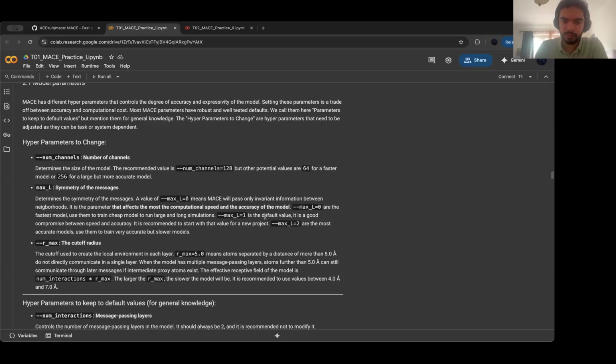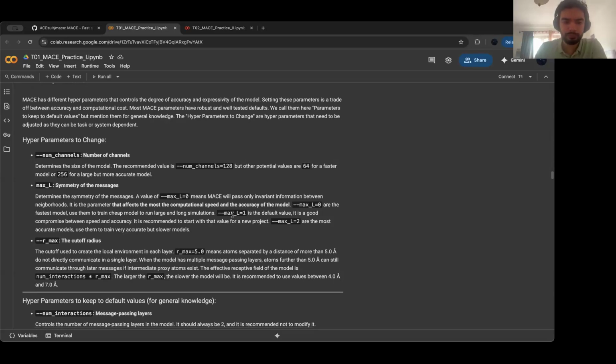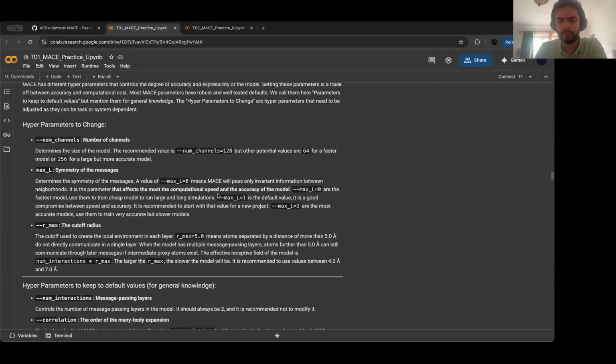Obviously, changing this parameter will affect the speed a lot. So it's about a factor of 2 to 3 for each one. So L0 is 3 times faster than L1, and then L1 is about 3 times. I would say 1.5 to 3, depends on the system.